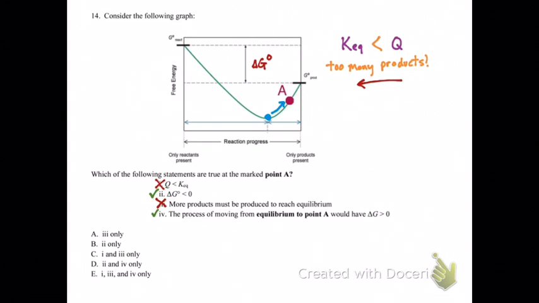Anytime you want to move away from equilibrium, that's always going to be a positive delta G. So 2 and 4 are the correct statements here.